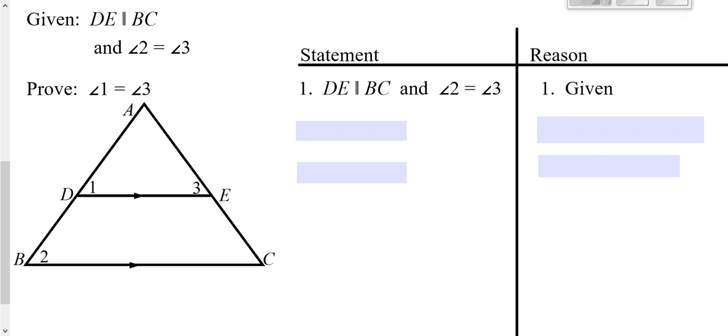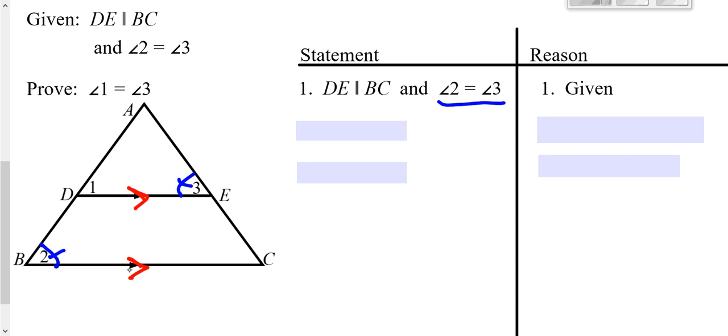So we are told that angles 2 and 3 are the same. So I'm going to mark that. And we're told that we are parallel. That's indicated here with these arrows. Now, we can't really make any conclusions about the 2 and the 3, but we do have parallel lines.